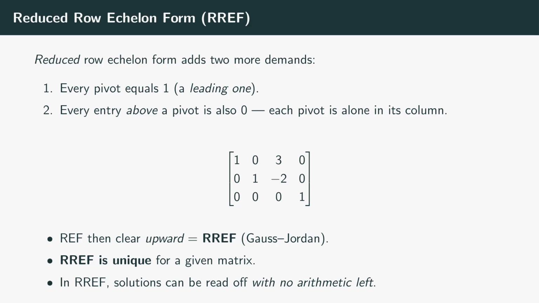Two remarks. Unlike row echelon form, which can look slightly different depending on your choices, the reduced form is unique. Every matrix has exactly one RREF. And the payoff is that once a system is in reduced row echelon form, the solution can be read straight off the page with essentially no arithmetic left to do. The hard work is finished, the answer is just sitting there.